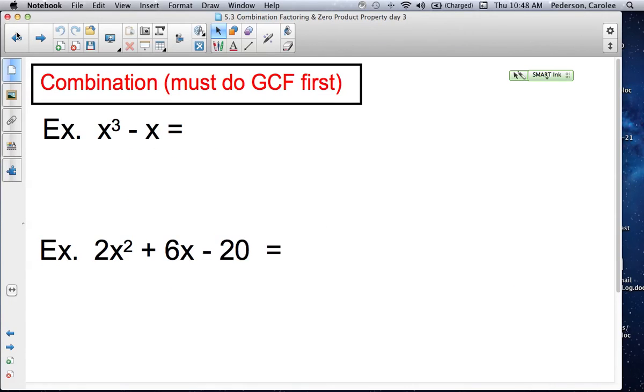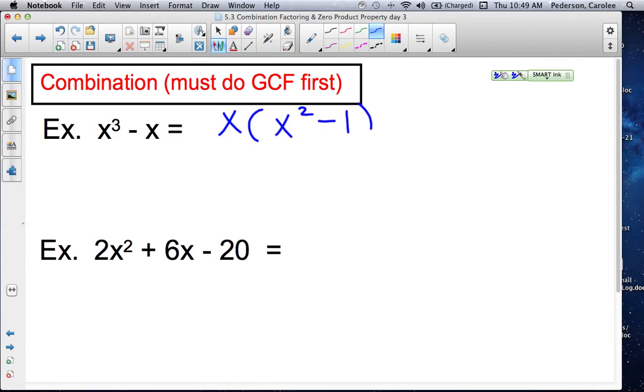First example, I do want you to write these examples down. So we're going to look to see first if there is a GCF. So go ahead and write the example down, x cubed minus x. What is the GCF? What is in common with both terms? Well, an x is in common with both terms. So I can take out the x out of those 2 terms. I'm left with x squared minus 1.